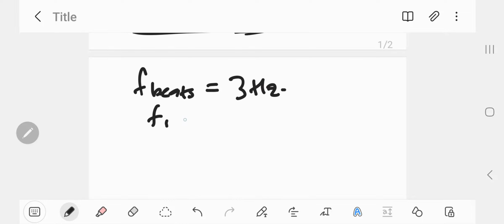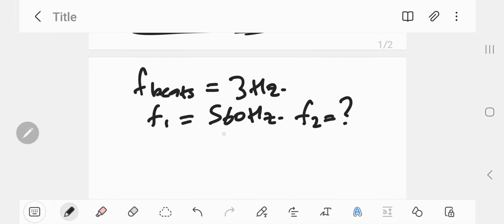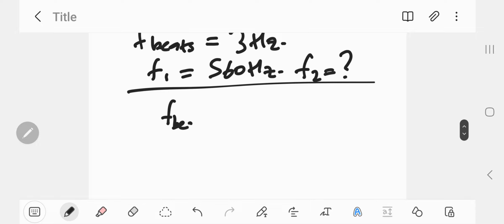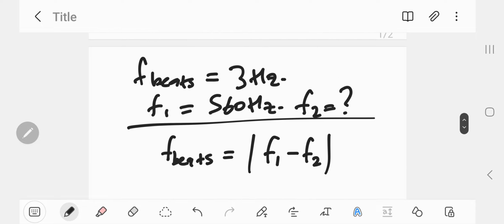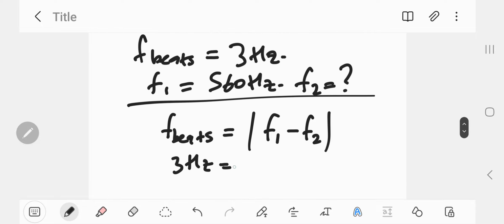Let's do another example. Suppose we know what the beats frequency is for 2 waves. Let's suppose it's 3 hertz. And we know what F sub 1 is, what the frequency of the first wave is. Let's say it's 560 hertz. We need to work out what the frequency of the second wave is. How do we do that? Well, let's start off with the formula. F sub beats is just the absolute value of the frequency of the first wave minus the frequency of the second wave. Let's plug in what we know. We know the beats frequency is 3 hertz. We know F1 is 560 hertz. But we don't know what F2 is.